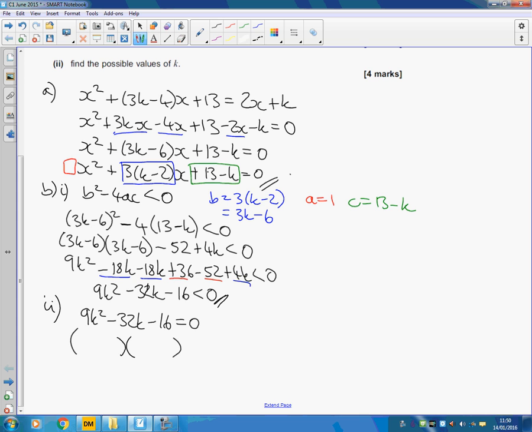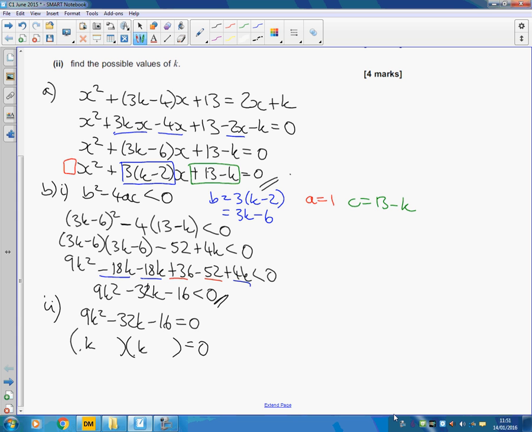Now you could use the formula or complete the square, which is going to be quite difficult, well, tricky with these numbers. Might be easier to factorise it. Now we have a k squared term and a k term. We need two numbers at the end that multiply to give minus 16, and we need two numbers in front of the k that multiply to give 9. We could either have 3 and 3 in front, or you can have 9 and 1. And to give minus 16, you could have 1 and negative 16, or 4 and 4, one of which has to be positive and one of which has to be negative.